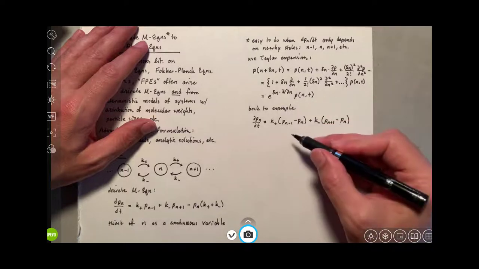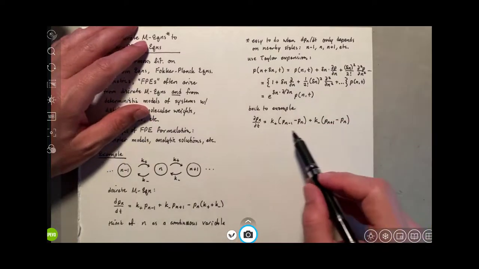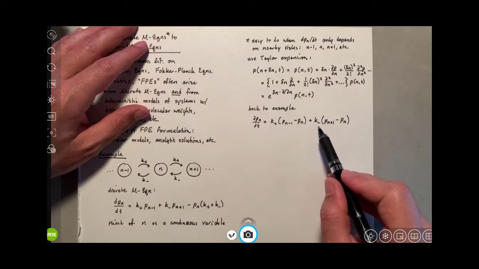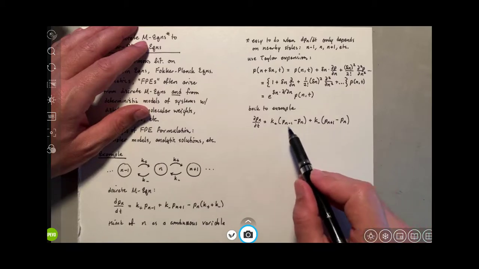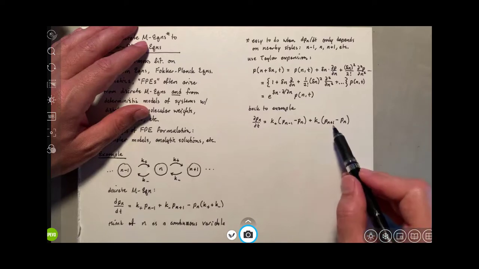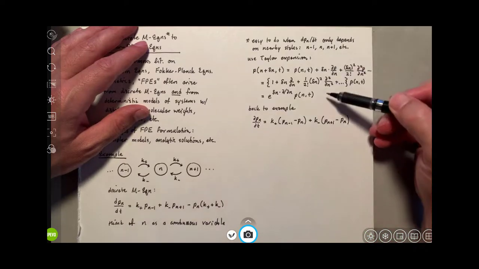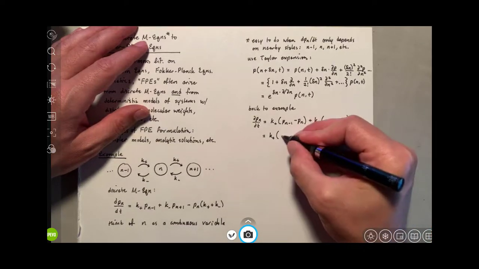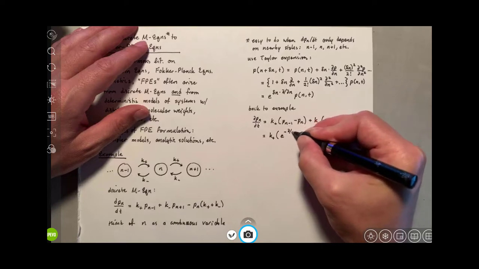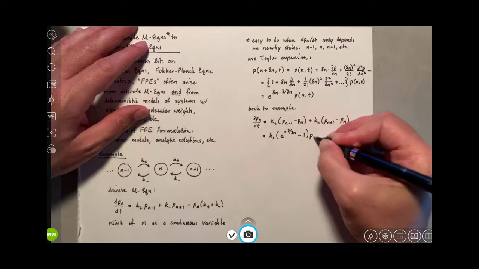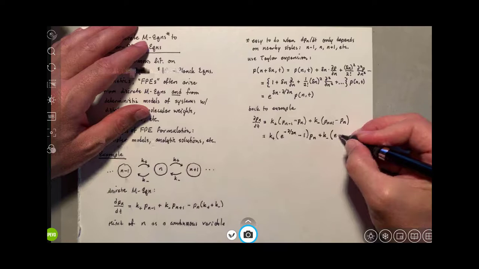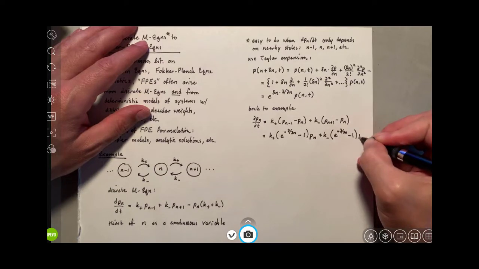Okay, now if we go back to our example, I've rewritten the master equation, just regrouped terms a little bit here. So we have the terms that were proportional to the k plus, the forward hopping rates, and the terms that were proportional to the k minus, the backward hopping rates. And that gives us this grouping, p_n minus 1 minus p_n, and p_n plus 1 minus p_n. Now, we can use this Taylor expansion to write this as k plus times e to the minus d/dn minus 1 acting on p_n. And the other term becomes k minus times e to the plus d/dn minus 1 acting on p_n.